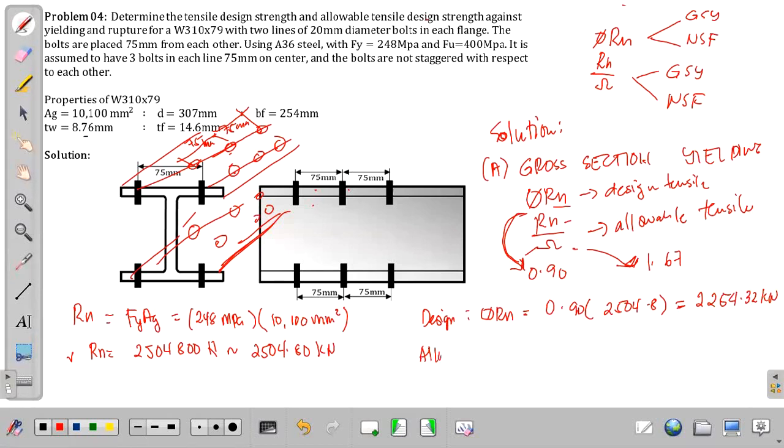So for the allowable, that is Rn over omega. Our Rn is 2504.8 kilonewton over 1.67. So what would be our allowable design tensile strength against yielding? So kindly solve our value here. Kindly raise your hand if you want to give an answer, so that you won't all speak at the same time.